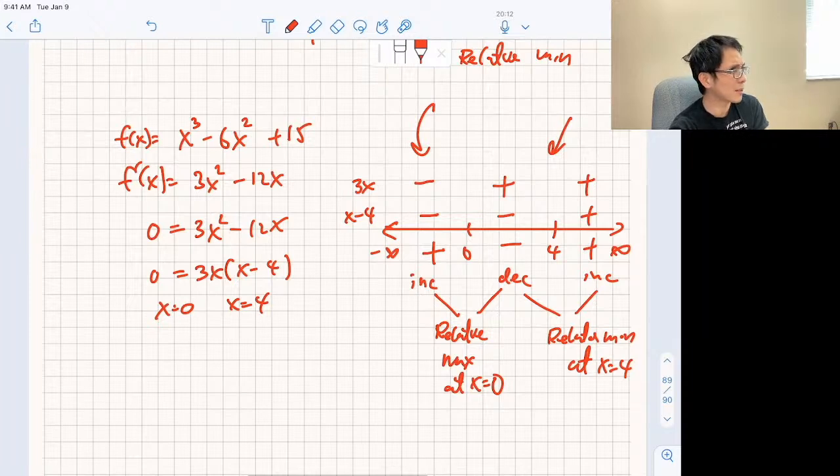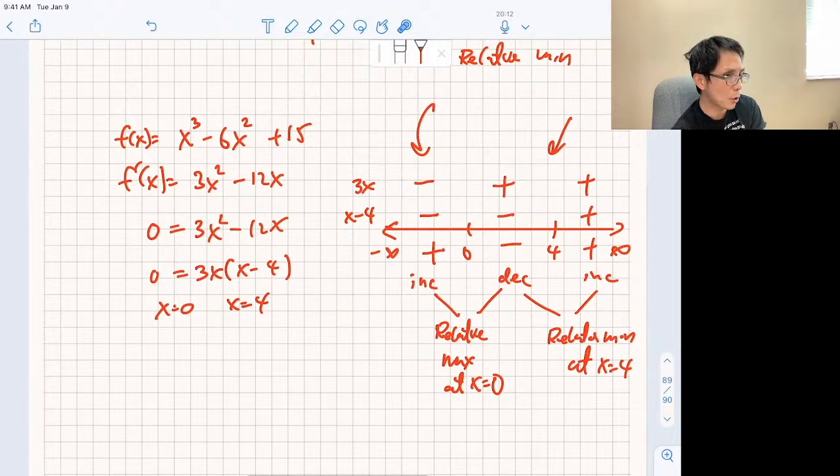Am I going too fast? No? Yes? So once you factor the derivative, you plug in the numbers to each interval. For example, from negative infinity to 0, I plug in negative 1. Negative 1 plugged into the factors: negative 1 minus 4 is a negative sign. Two negative signs equal a positive sign.